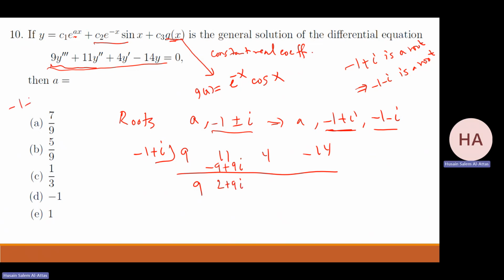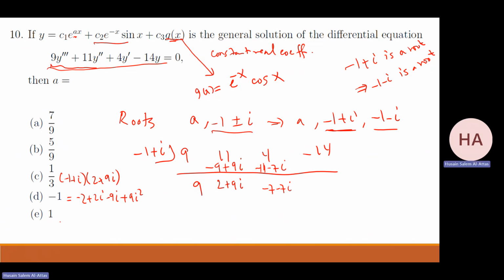I need to multiply -1 plus i times 2 plus 9i. That will be what? -2 plus 2i minus 9i plus 9i squared, which means it is -11 minus 7i. Add, you have what? -7 minus 7i.